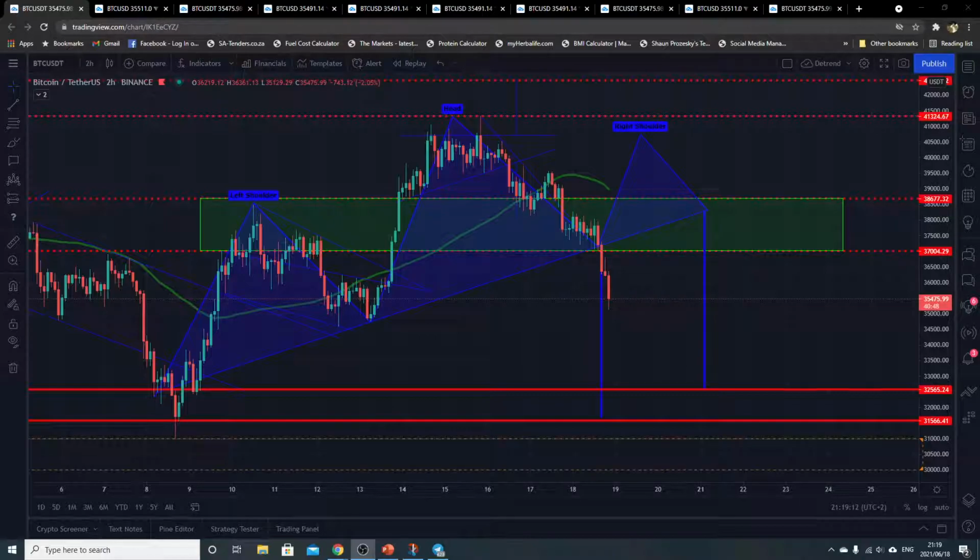Now, as I explained in the previous video, there's a link down below to the video that I published on YouTube earlier today, regarding that this could either be a head and shoulders pattern, or it could be an extended M pattern.